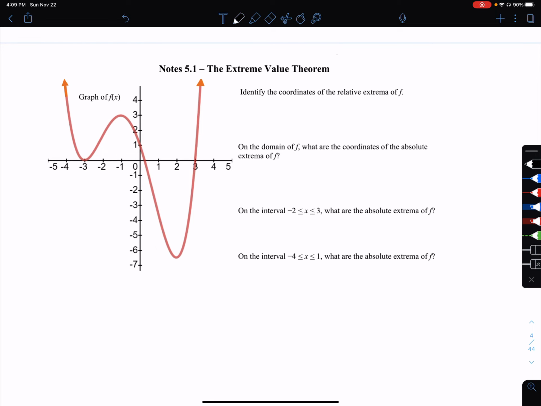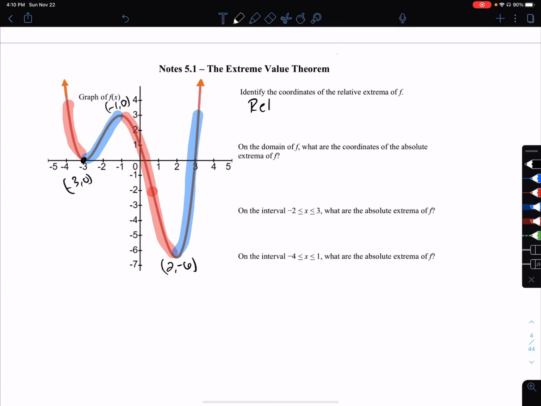Identify the coordinates of the relative extrema. We define relative extrema as points on the graph where the graph changes from decreasing to increasing or increasing to decreasing. So for example, the graph is decreasing here, and it is increasing where these blue sections are. So the relative extrema, we would have one at -3, 0, at -1, 0, and at 2, -6.